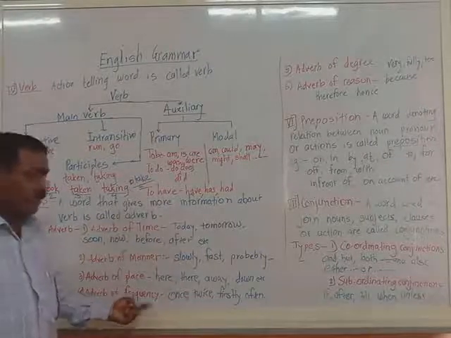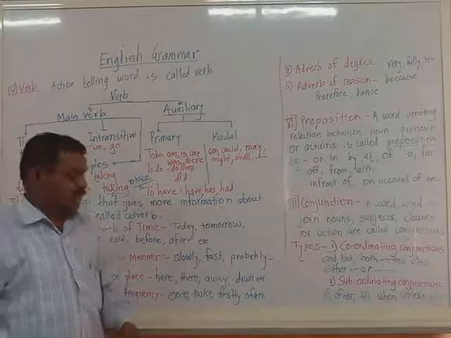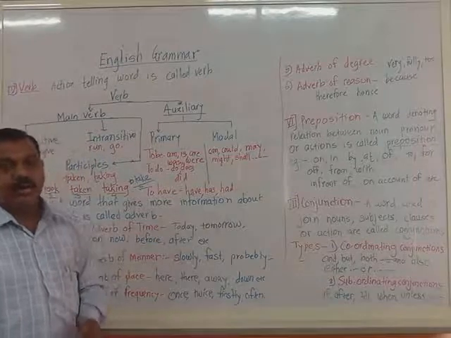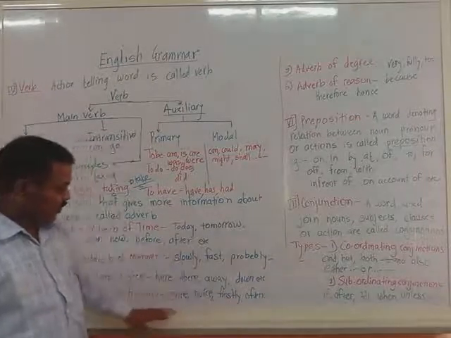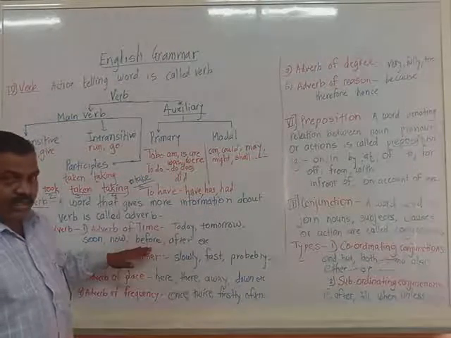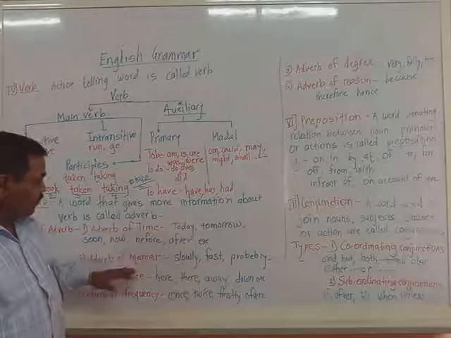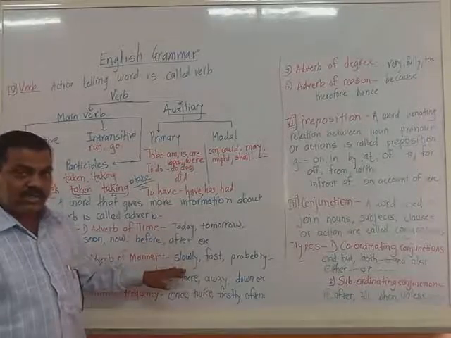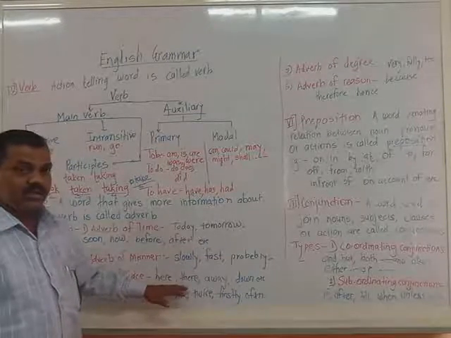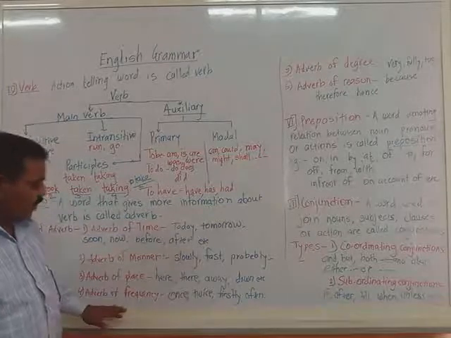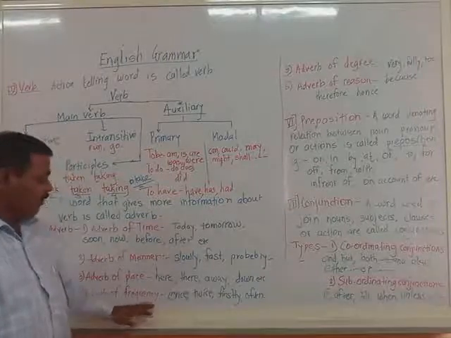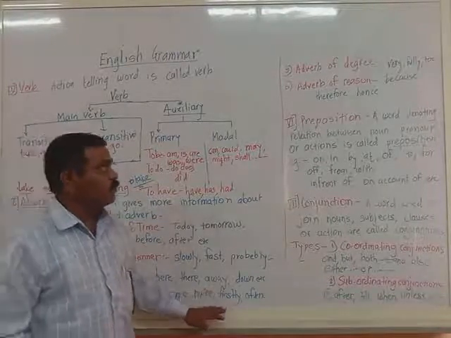And adverb of frequency means how many times the action takes place: once, twice, firstly, often, never, always. Such examples are there. These are examples of the adverb of frequency. Means when the time of the action is told there, expressed, this is adverb of time. When the manner of the action is expressed or given, this is adverb of manner. When the place is expressed or given, this is adverb of place. And how many times the action takes place, that is frequency is told there. So adverb of frequency: once, twice, firstly, often, like that.